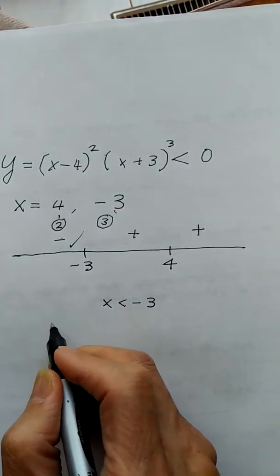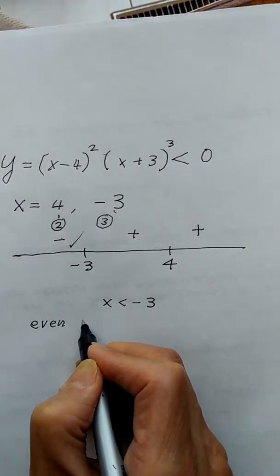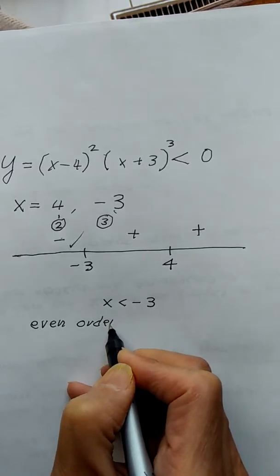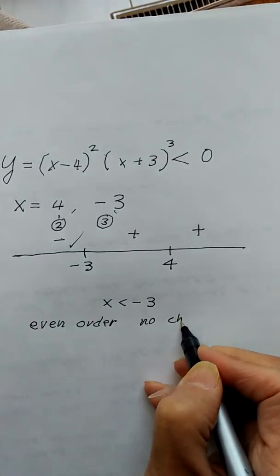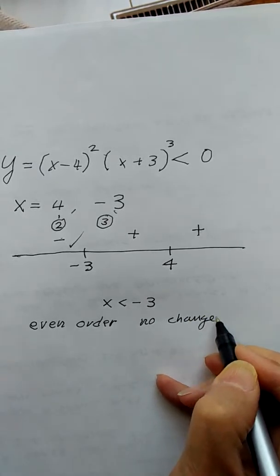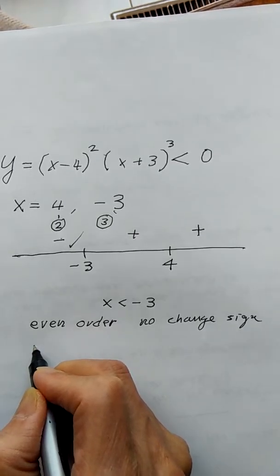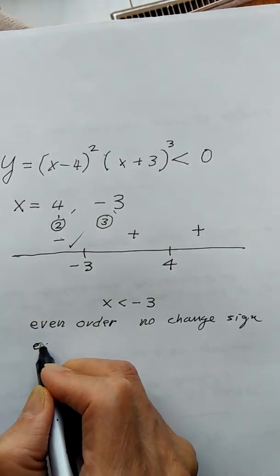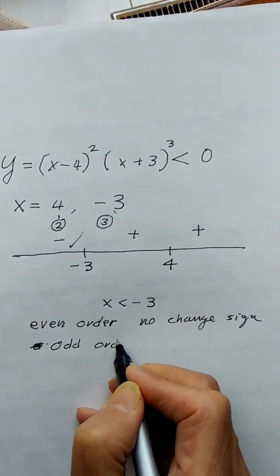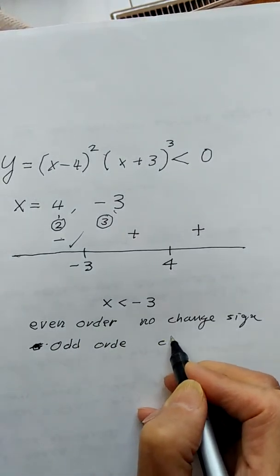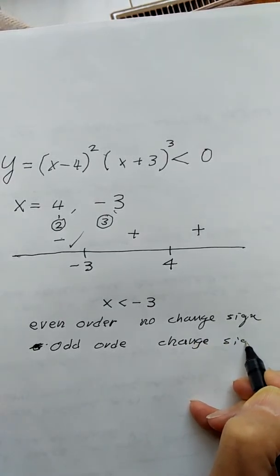Let me make a summary. Even order, sign does not change. No change in sign. Odd order, you change the plus minus sign. Change sign. That's the rule.